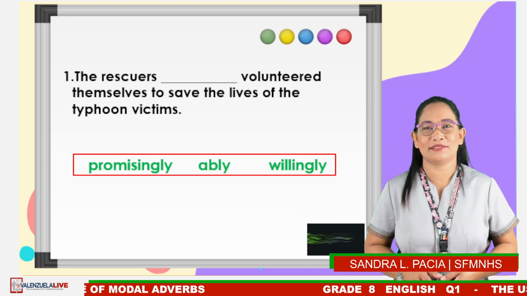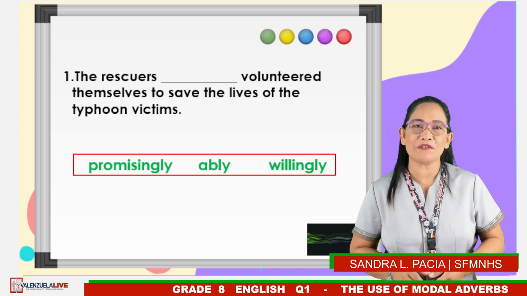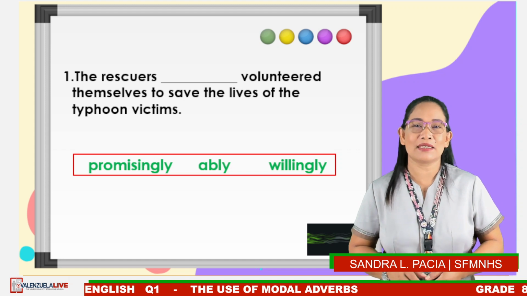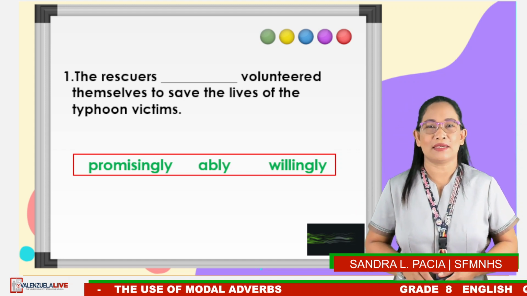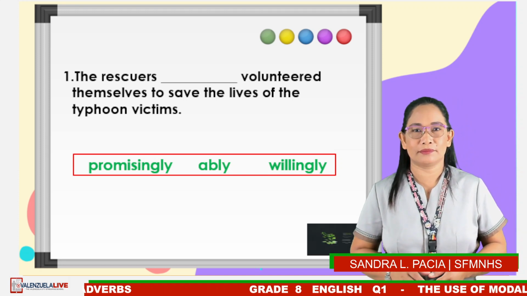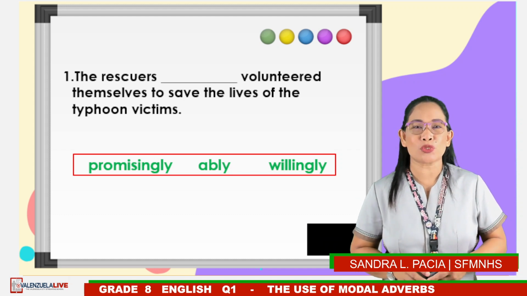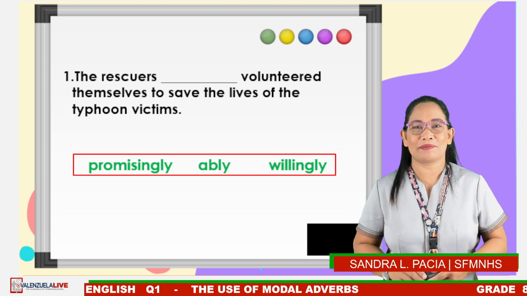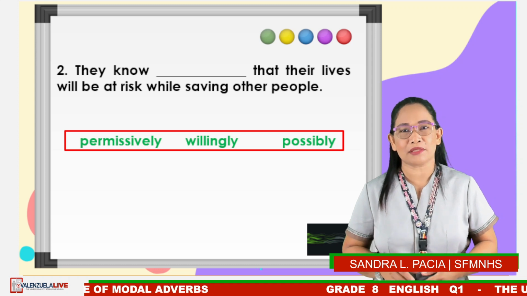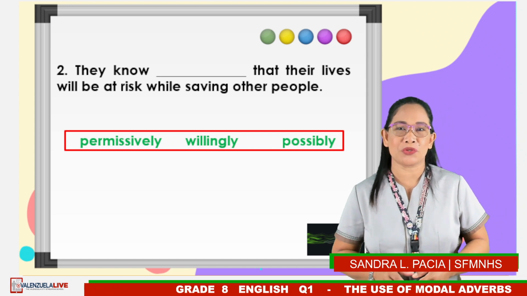Okay, number 1. The rescuers blank volunteered themselves to save the lives of the typhoon victims. The choices are promisingly, ably, willingly. Check your answer now. If your answer is willingly, then you are correct. The fact that the rescuers volunteered themselves to save the lives of the typhoon victims means they are ready to do the task willingly.